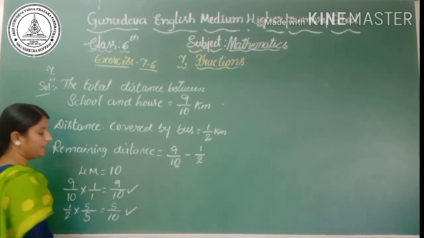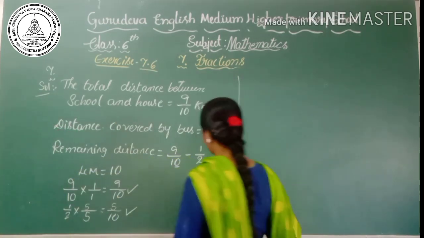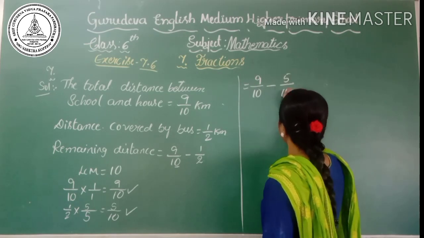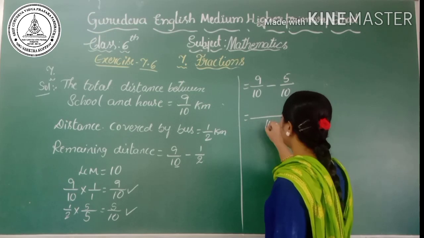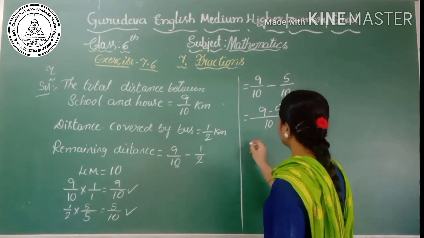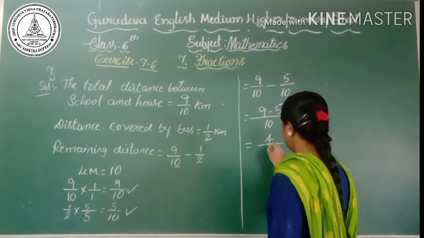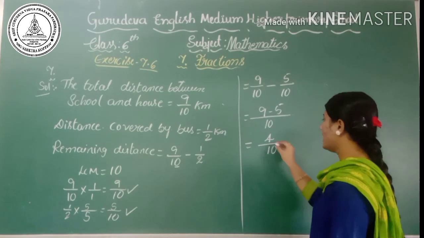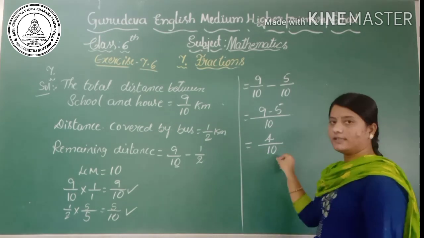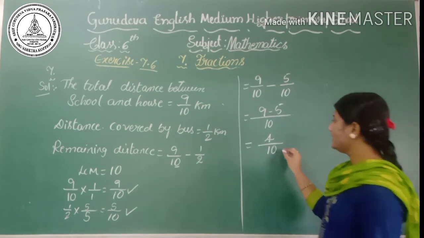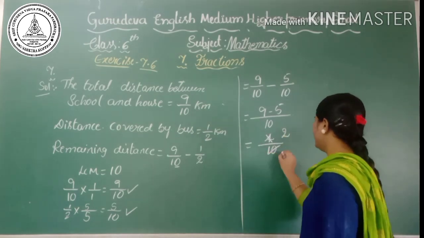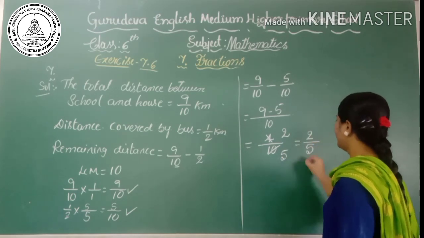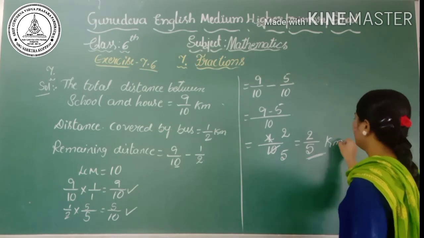Now 9 by 10 and 5 by 10 are like fractions. Then subtract. So 9 by 10 minus 5 by 10 equals, write the denominator as it is and subtract the numerators. So 9 minus 5 is 4, 4 by 10. Now see here, 4 by 10 is not in the simplest form, so we have to simplify this. Both these numbers are divisible by the same number, that is 2. Cancel here: 2 2s are 4, 2 5s are 10, which is equal to 2 by 5. The remaining distance covered by our walk is 2 by 5 kilometer.